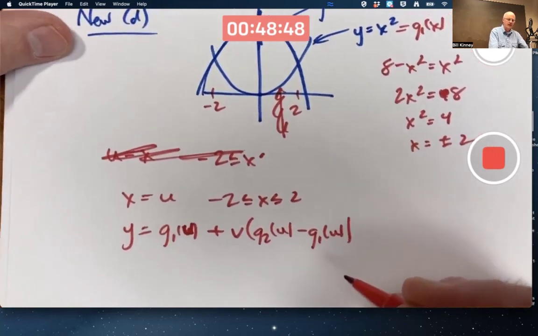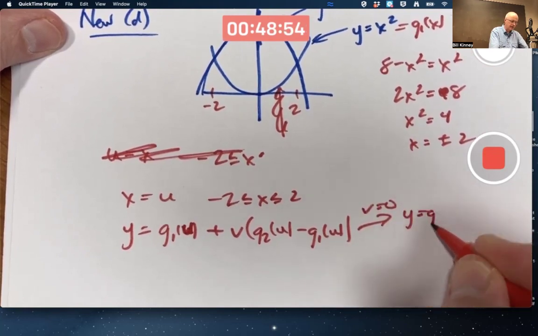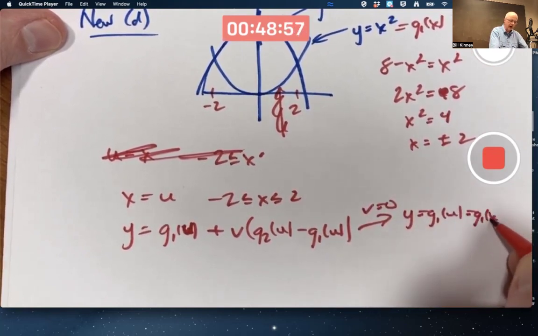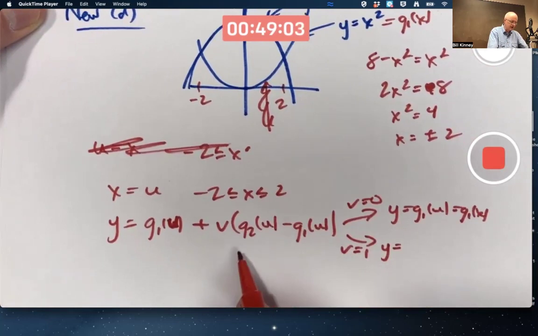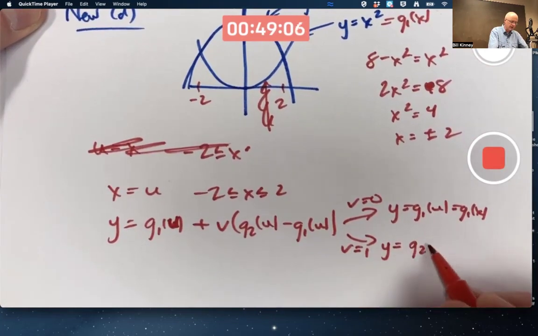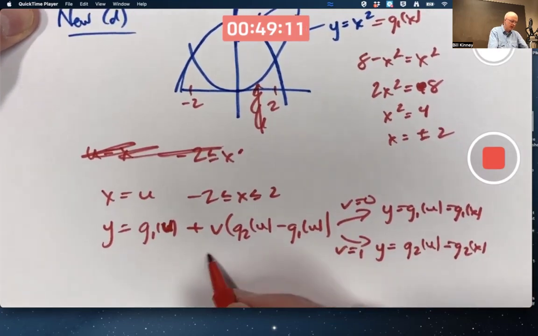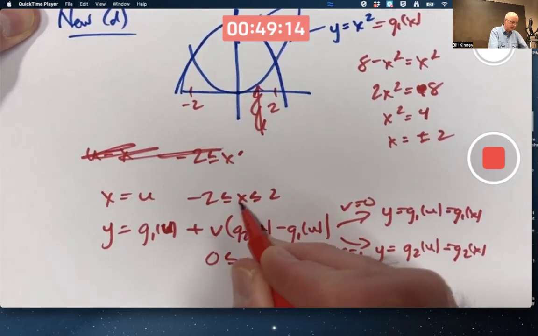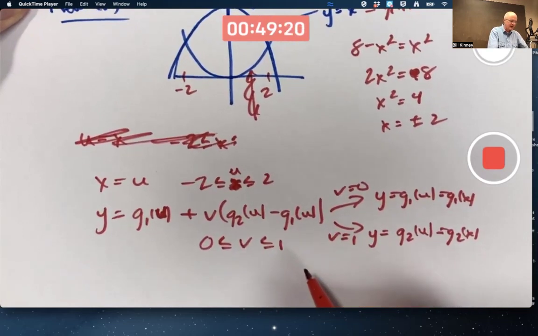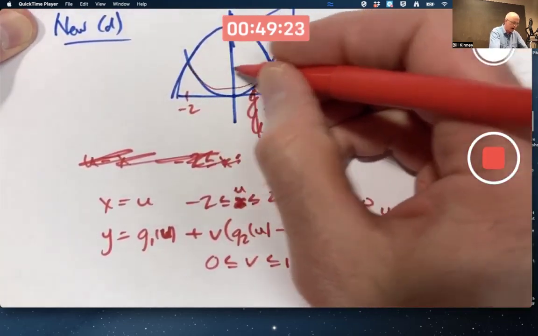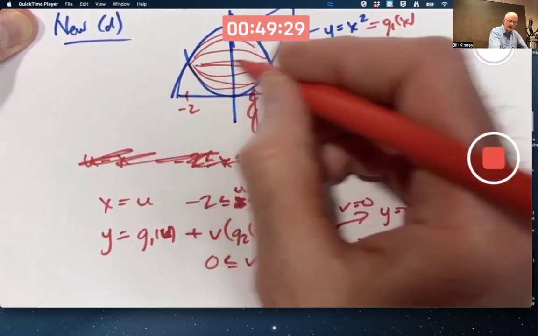What's going on there? When v is 0, this becomes y equals g1 of u, which is g1 of x. You get the lower parabola. When v is 1, you plug in 1 here, the g1 of u's will cancel. You get y equals g2 of u, which is g2 of x. So effectively, v goes between 0 and 1. Oh, sorry, this should have been a u here as well. As v goes between 0 and 1, you are parameterizing with parabolas. You're getting intermediate parabolas. And actually, when v is 1/2, you get a horizontal line, I believe.